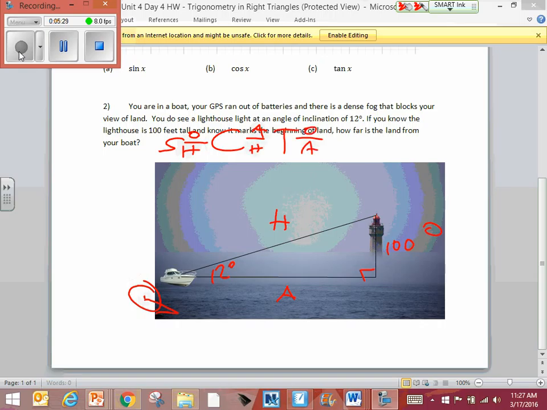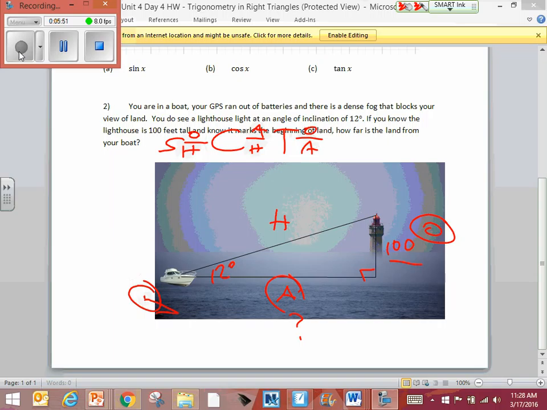You got to choose one of these three that you're going to use. Which one are you going to use? The one that has the pieces that are relevant. What does relevant mean? I'm trying to find how far I am away from land, so A is important. They gave me a number, and anytime they give you a number, that's important. So right now, only two letters are important, the A and the O. How about the H? There's nothing important about the H right now.